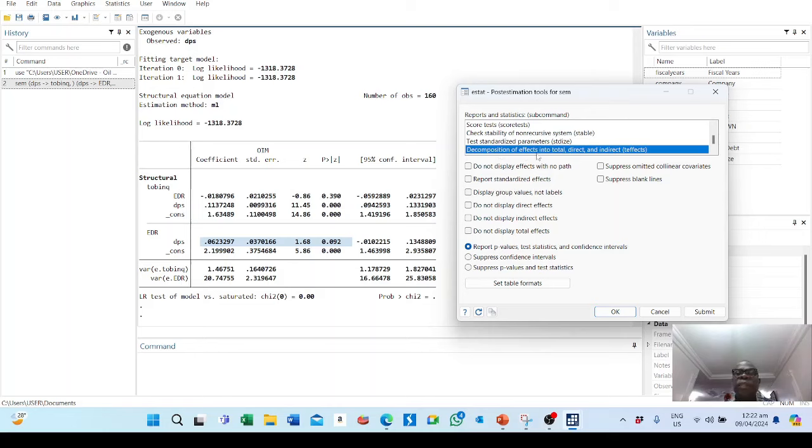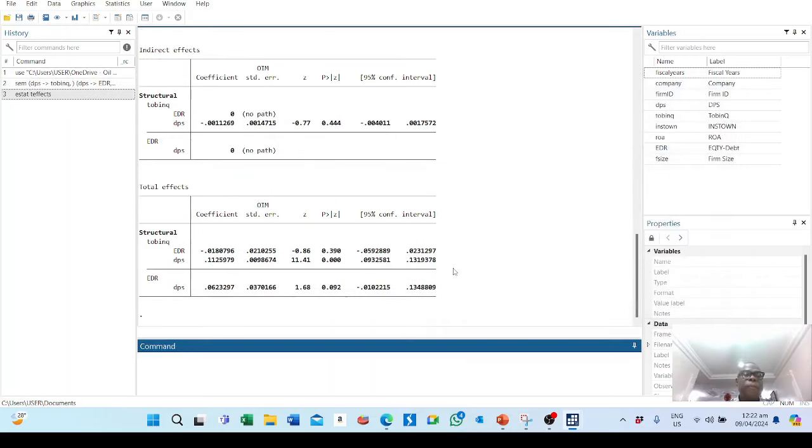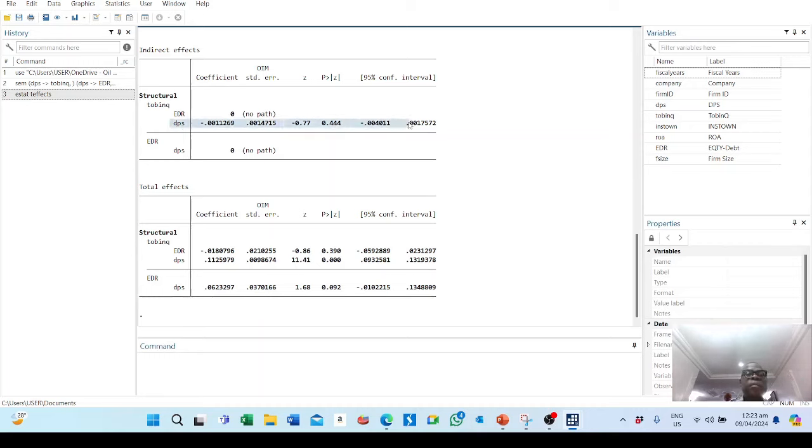The composition of effect into total, direct, and indirect effects. So I go with the default value. I click OK. So this is the further analysis. Since there's only one indirect path, which is the path of dividend per share through equity debt ratio on TobinsQ, that is the path we want to examine. Is it significant?